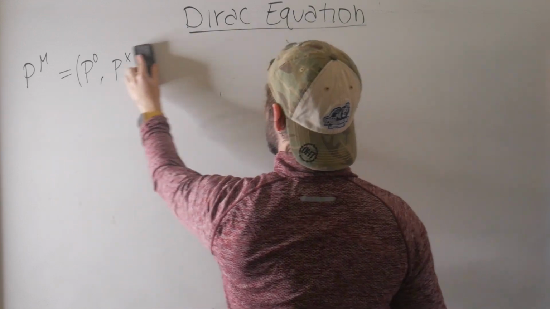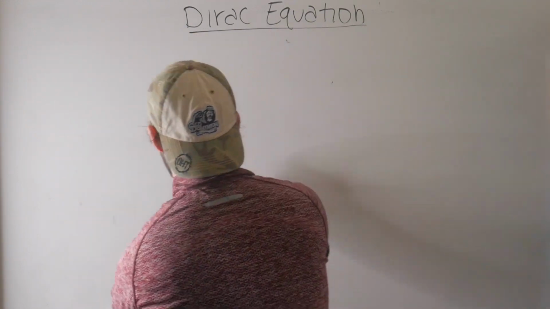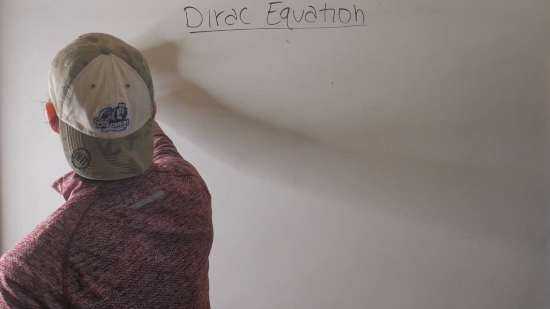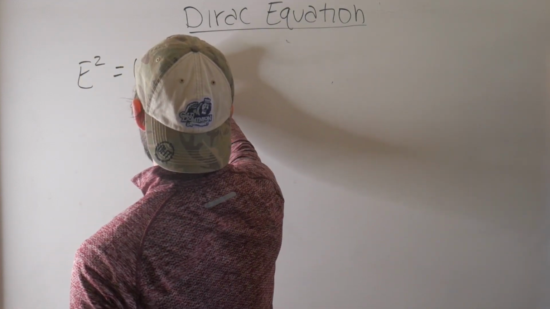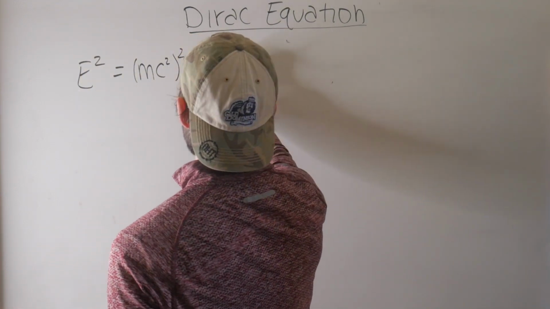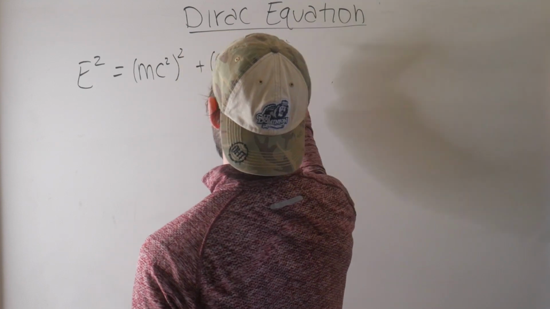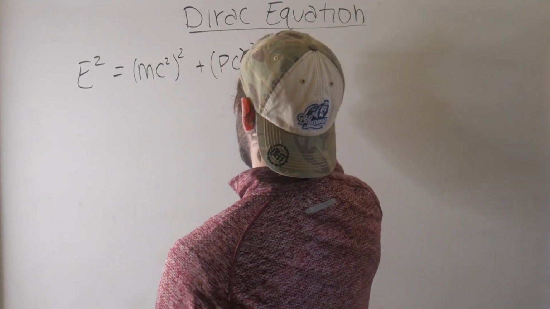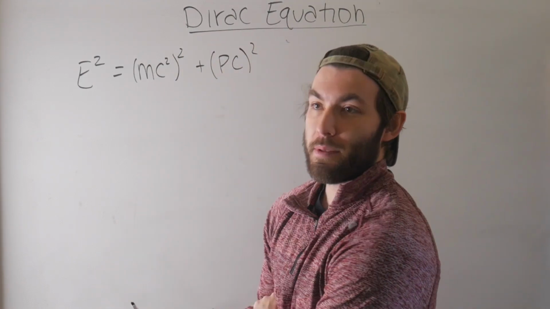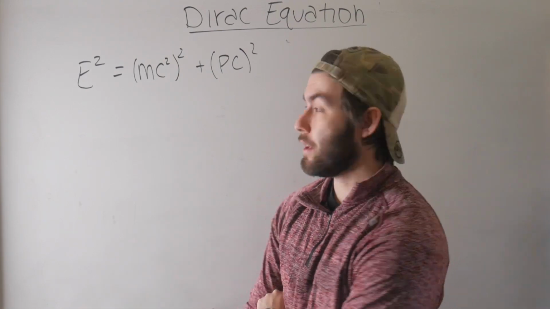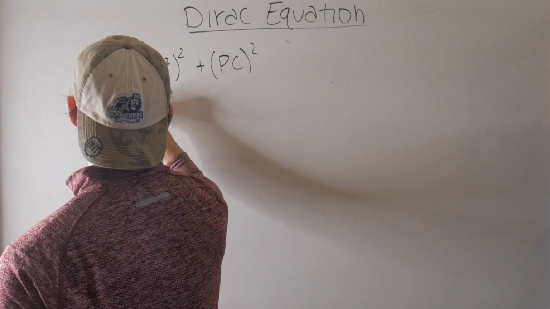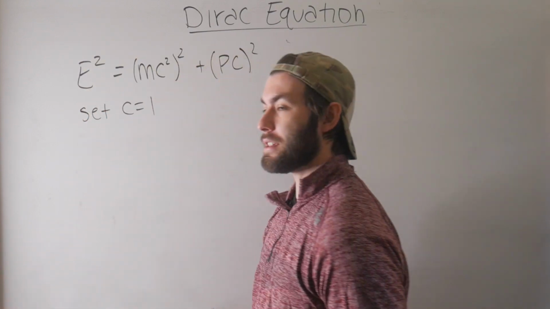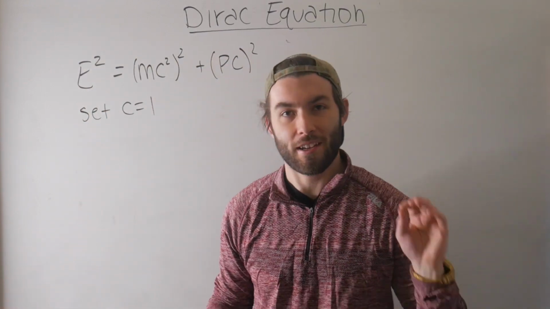So Einstein's relation says that the energy squared is equal to (mc²)² plus something proportional to the momentum squared, (pc)². I don't want to be writing out c's throughout the entire video, so we're going to set c equal to 1. Now this is not me saying c is 1 meter per second. That's not what I'm doing.